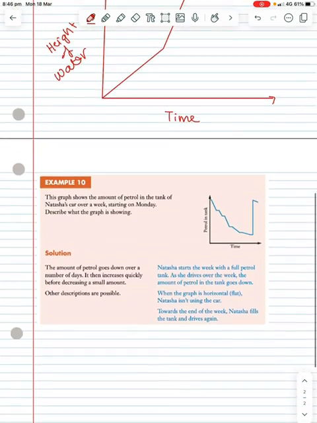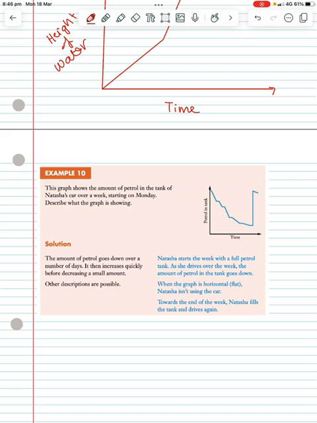That's it for our first one. Our second one is: this graph shows the amount of petrol in the tank of Natasha's car over a week starting on Monday. Describe what the graph is showing. So what it's showing is she starts her week with pretty much a full tank of petrol.